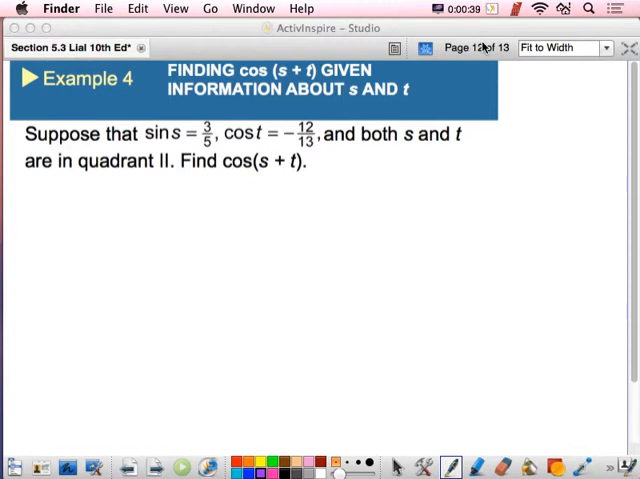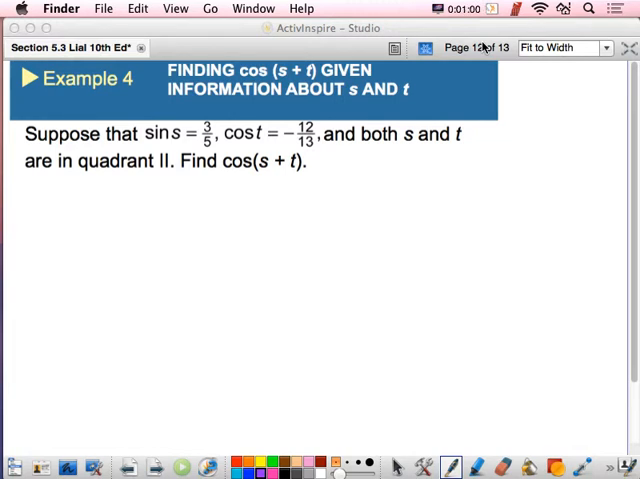So here's how you start. You take what you're trying to find and you expand it out using the identity that we learned today. That will give you 4 values to substitute in. You know 2 of the 4. You will have to go off to the side and find the remaining 2. And I'll show you the different ways to do that.